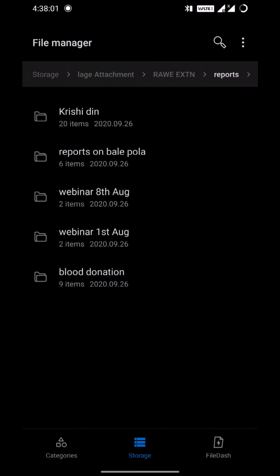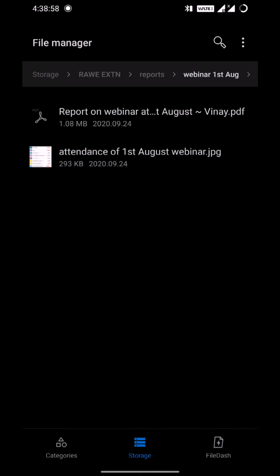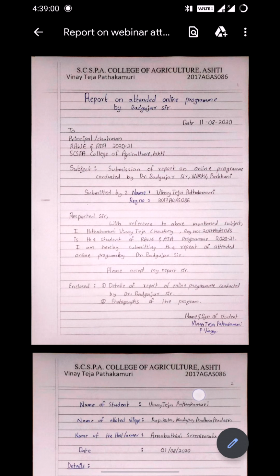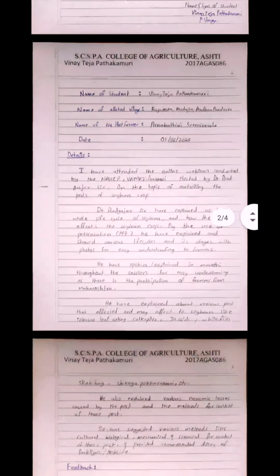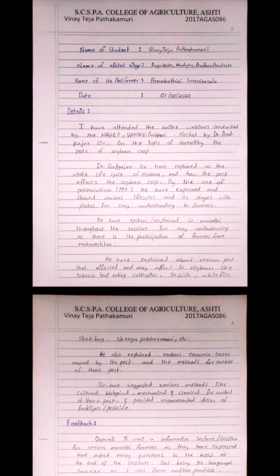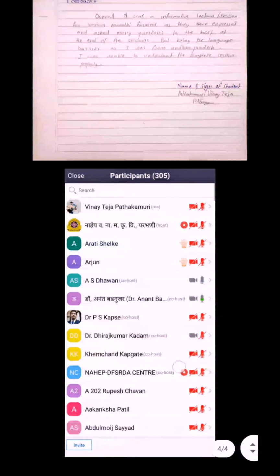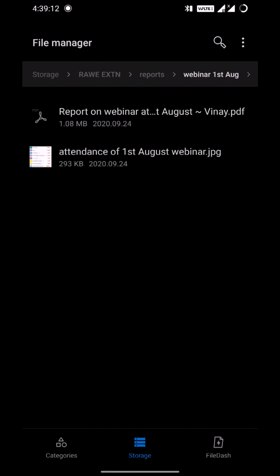In this one, I have done Krishi Din or Krishi Saptah from the 1st of July to 7th of July. I have performed Bail Pola and various other activities such as a blood donation camp, and I have attended a few webinars in this period, for which I have prepared a detailed report in a letter format, on the webinars I have attended in this lockdown period and in this village attachment period.